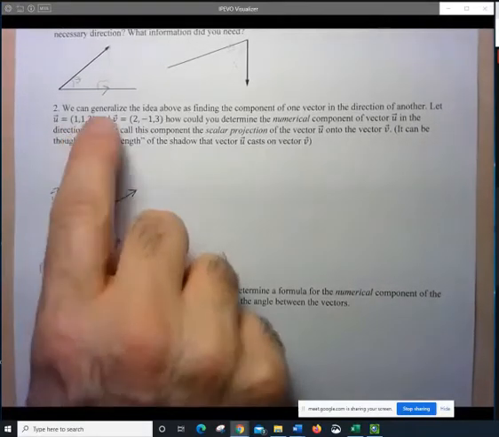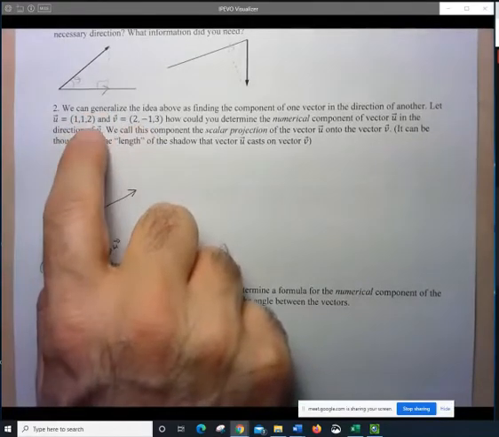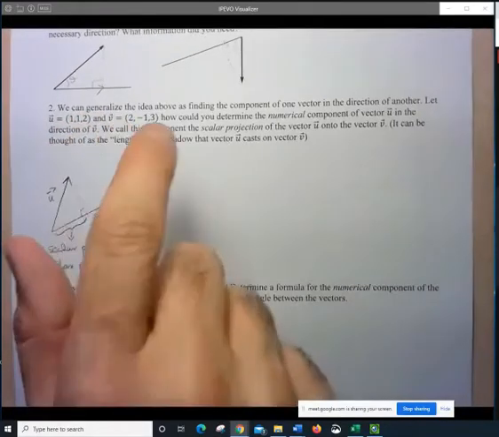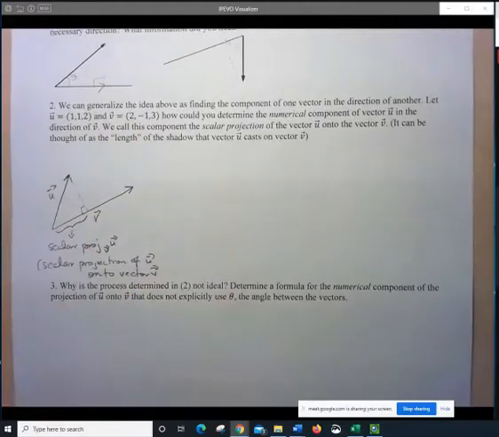So remember, you're given the two vectors algebraically. What would you have to determine first? And then from there, how would you determine the length of this shadow? Okay, so we'll be back in about a minute.